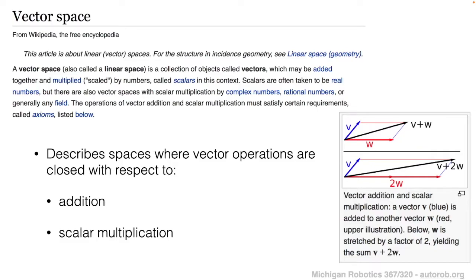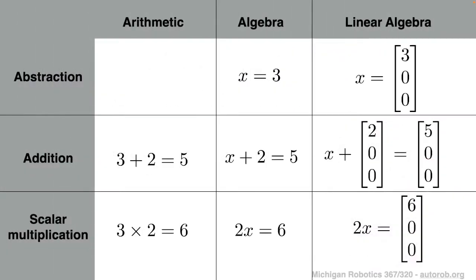And similarly, if you multiply an element from the vector space by a scalar, your output will again be an element from this vector space. And so that's what we mean by closed with respect to. It just means that when you apply these operations to elements from the space, the output is guaranteed to be another element from the space. And so this will probably look familiar if you've worked with linear algebra before.